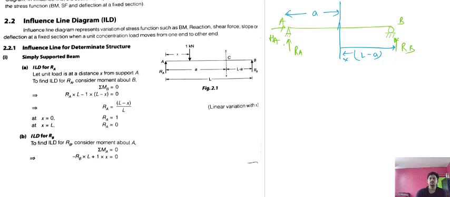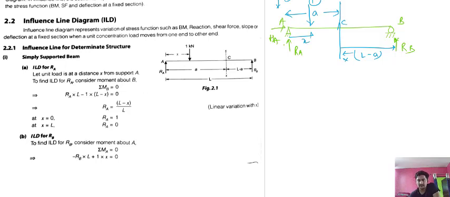Okay, now for making the influence line diagram, you have to move a unit load, that is a 1 kilonewton load, from this point to this point. Let this point be C here. So suppose this unit load has come here, that is at a distance x.